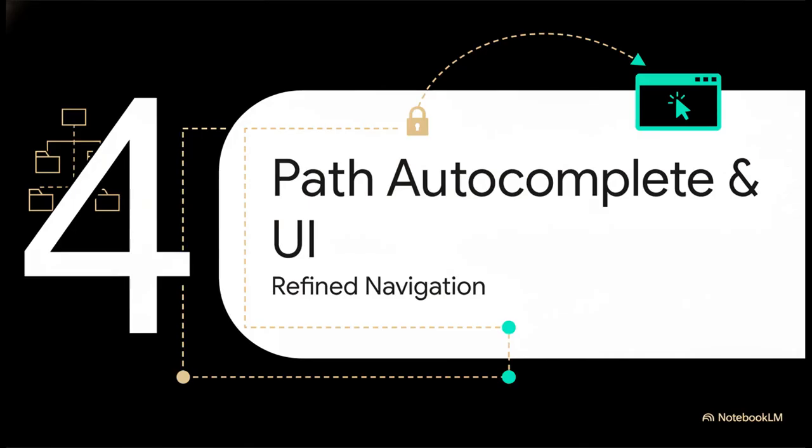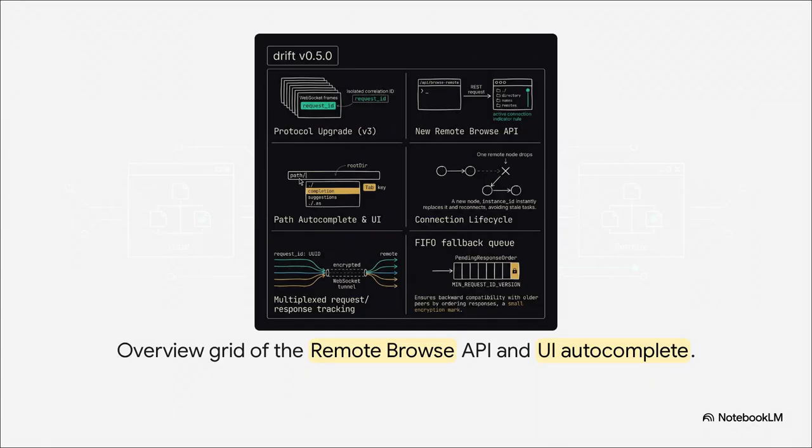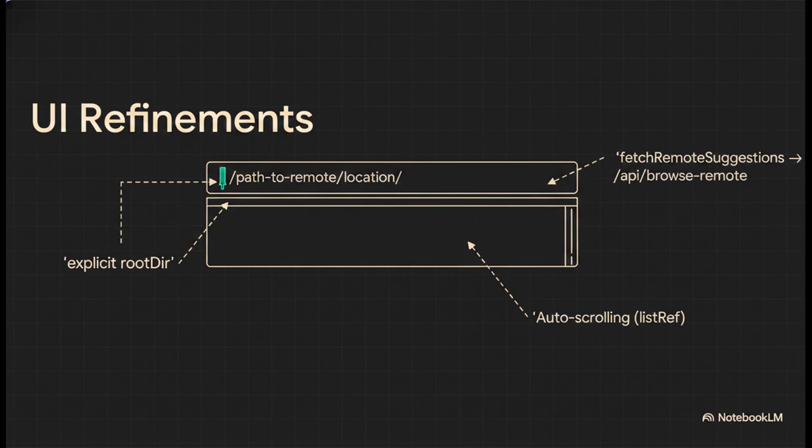Section 4. Path autocomplete and UI refined navigation. Navigating through directories using an address bar just has to be fast and fluid. By tying together that new remote browse API and the protocol upgrades, the developers basically revamped the whole path bar component. It now genuinely feels like a perfectly functional, no-nonsense developer terminal. And let me tell you, these front-end tweaks make a massive difference in your daily workflow.